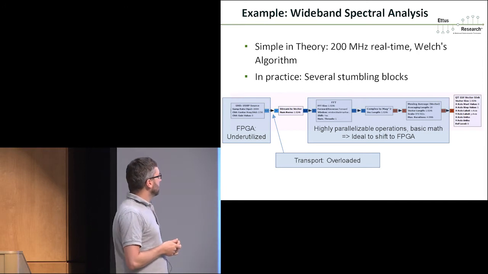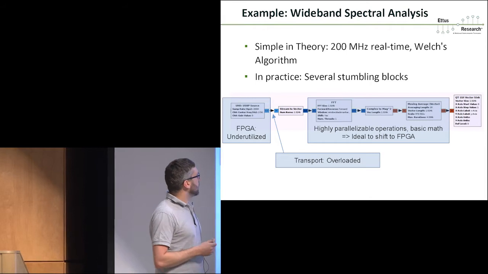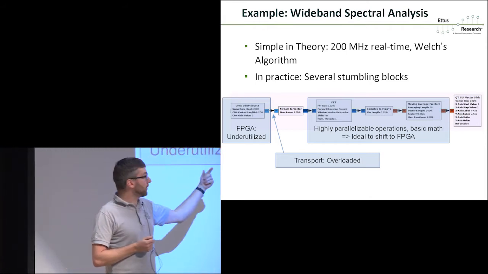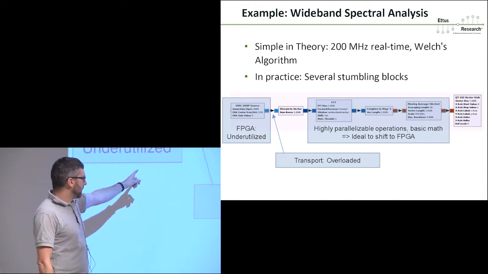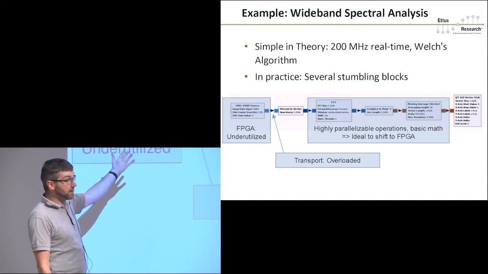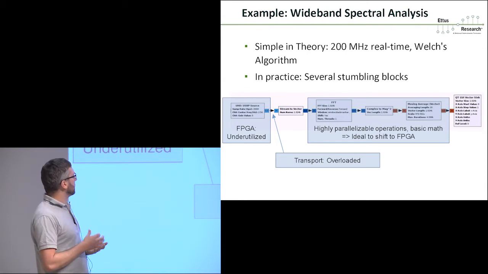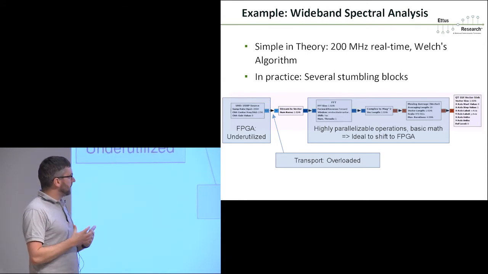So if you take an X310, for example, and run it at 200 megasamples, the only way you can actually get data off your computer is through 10 gigabit Ethernet or PCIe. 1 gigabit Ethernet won't do that, so most laptops and computers won't actually let you do that.